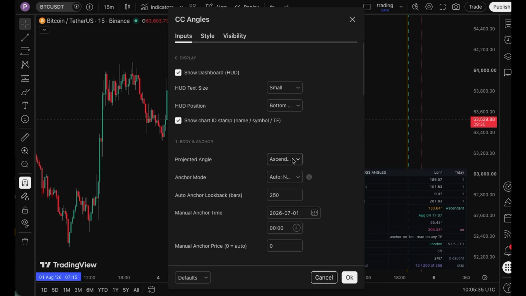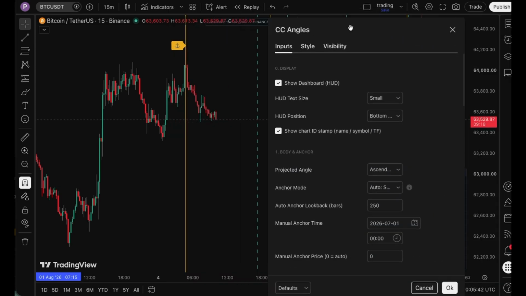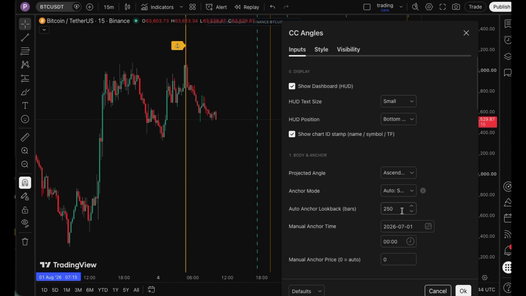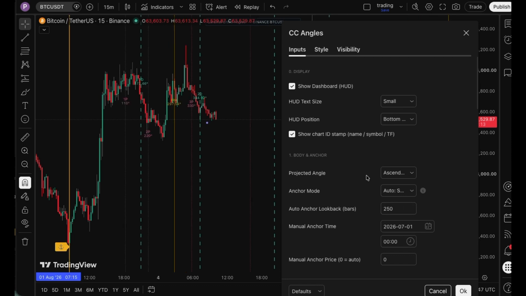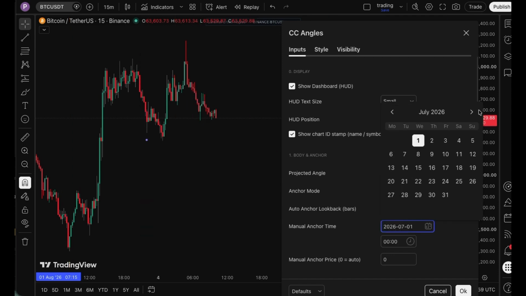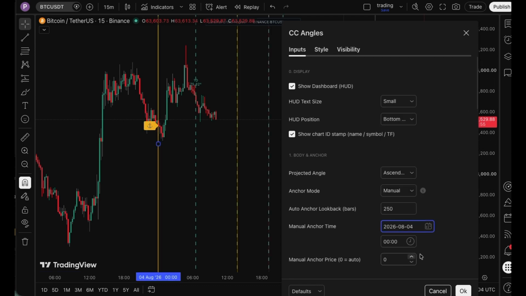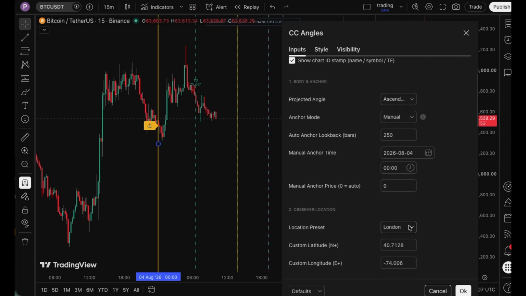Double click on the HUD display to bring up settings. Adjust the date to the current day and select the manual option from the Anchor Mode drop-down menu. Adjust the time to align with the most significant swing on your chart. Null Island is a good location for crypto.